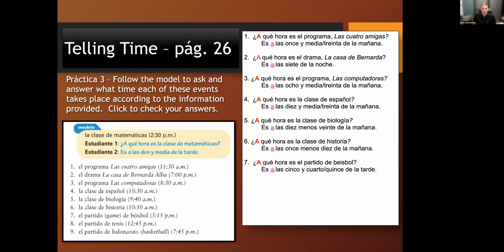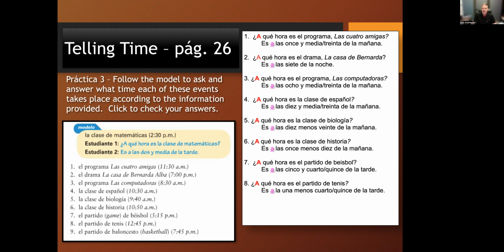Muy bien. Número 8, el partido de tenis, which means tennis, at the 12:45. ¿A qué hora es el partido de tenis? Es a la 1:15 de la tarde. Clase, repitan, ¿a qué hora es el partido de tenis? Es a la 1:15 de la tarde.